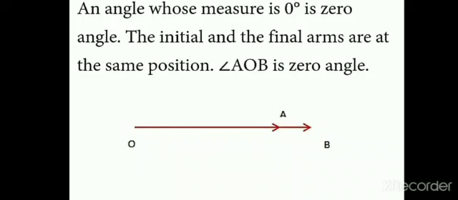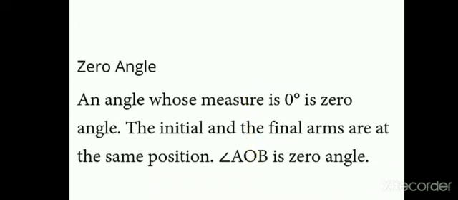That is, on the OB. Therefore, the angle of OA with reference to OB is 0 degree. That's why we call it a zero angle. An angle whose measurement is 0 degree is a zero angle. The initial and the final arms are at the same position. Angle AOB is a zero angle.